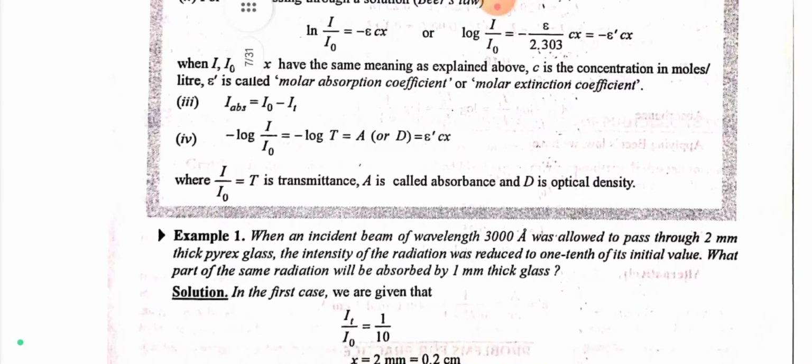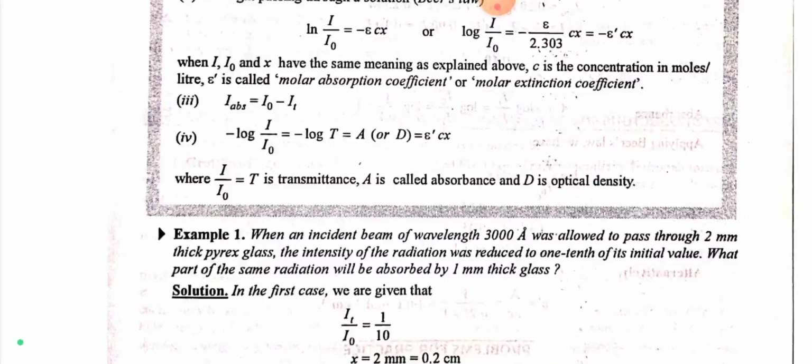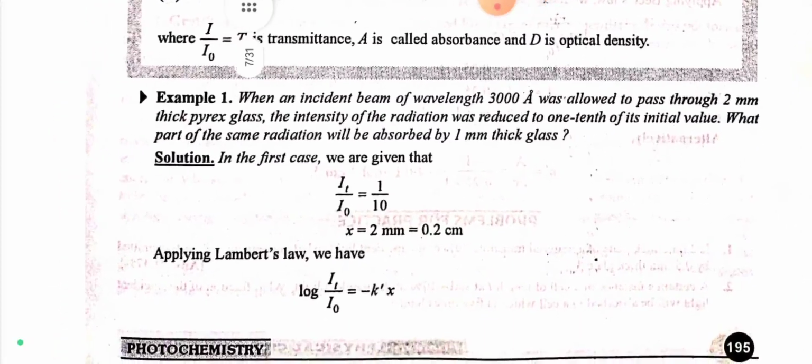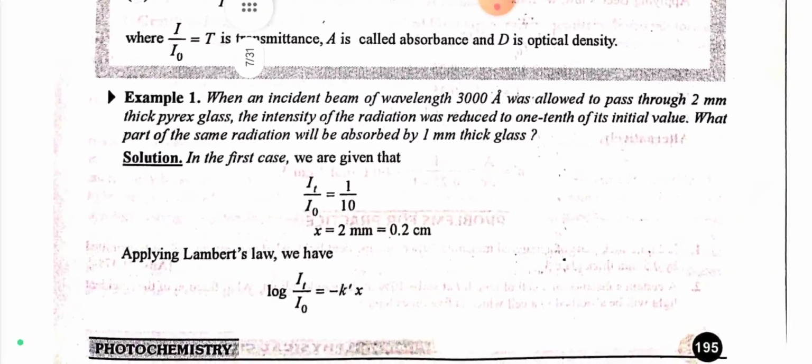Example 1. When an incident radiation of wavelength 3000 Angstrom was allowed to pass through 2 mm thick Pyrex glass, the intensity of the radiation was reduced to 1/10 of its initial value. What part of the same radiation will be absorbed by 1 mm thick glass? Solution. In the first case, we are given that It/I0 = 1/10, x = 2 mm = 0.2 centimeter.